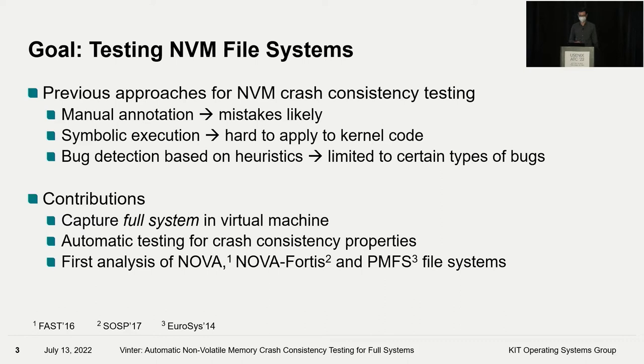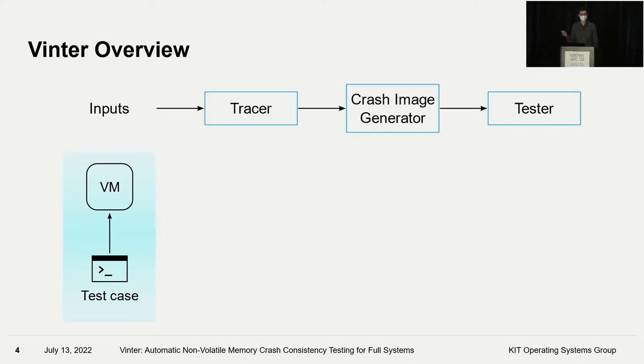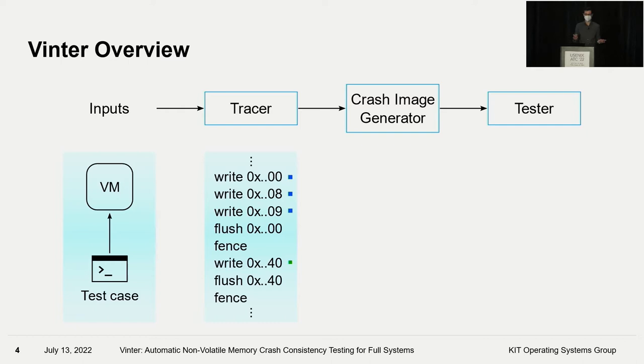I now want to start looking into Vinter by giving an overview of all its components. There are three main components: the tracer, the crash image generator, and the tester. The tracer gets as input a virtual machine image with the software that we want to test. And in that virtual machine, it runs a certain test case. And while the test case runs, it traces all interaction with non-volatile memory, including all memory writes, cache flushes, and memory fences.